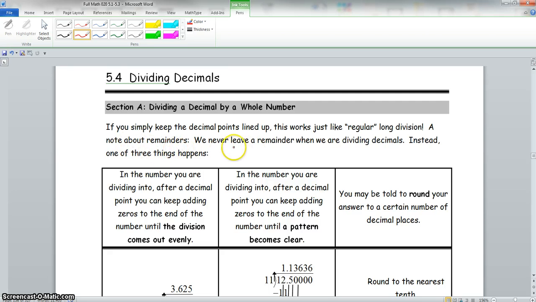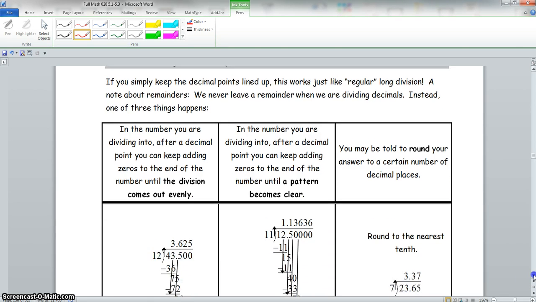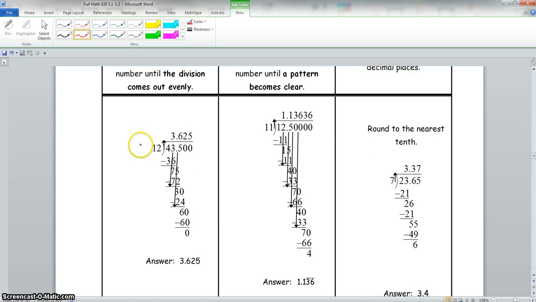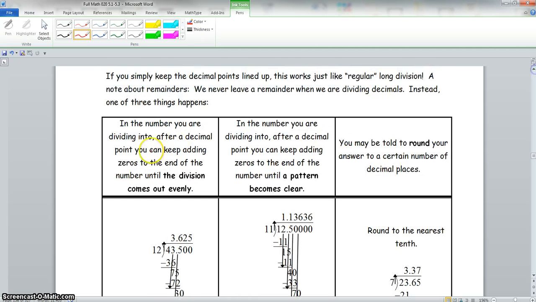A note about remainders. We never leave a remainder when we are dividing decimals. Instead, one of three things happens. Okay, we scroll down here. In the number you are dividing into, after the decimal point, you can keep adding zeros to the end of the number until the division comes out evenly, just like we have here. So your answer here would just be 3.625.